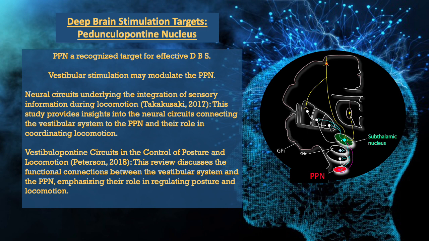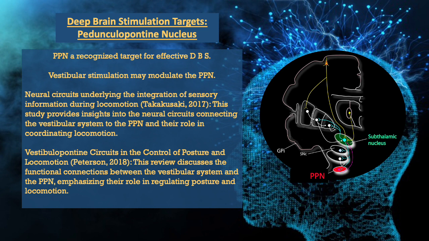In the realm of basic science, two significant research papers illuminate the topic of neural circuits and their role in integrating sensory information during movement. These studies examine connections between the vestibular system and the pedunculopontine nucleus, revealing their vital role in coordinating movement and maintaining balance. The first study, on neural circuits underlying the integration of sensory information during locomotion, by Takakusaki in 2017, provides valuable insights into how sensory signals from the vestibular system are processed by the pedunculopontine nucleus, fine-tuning motor output and ensuring stability.